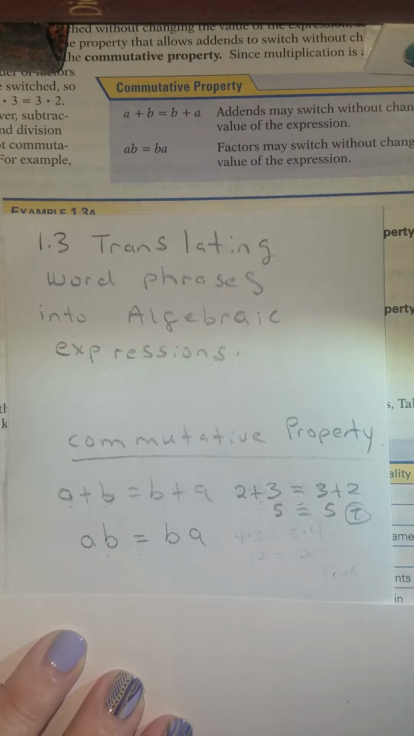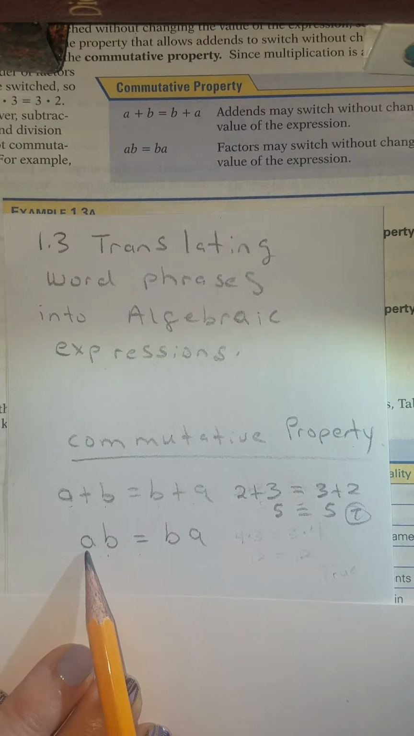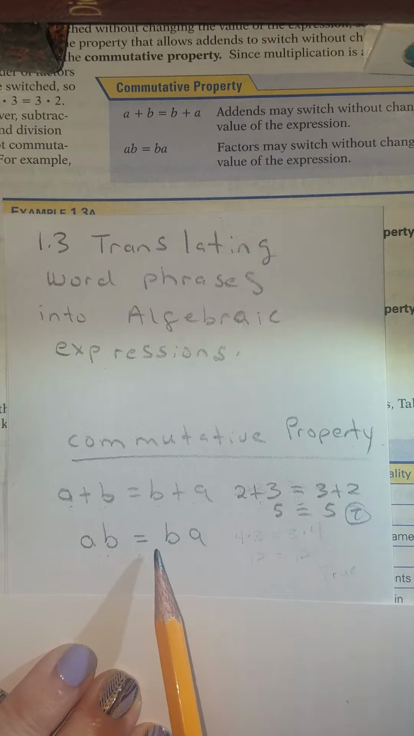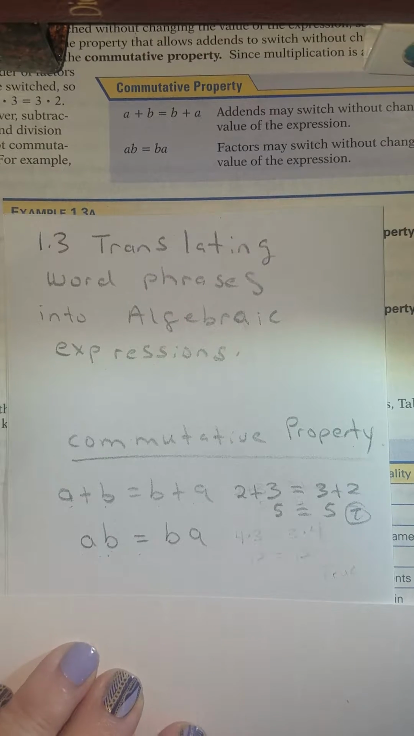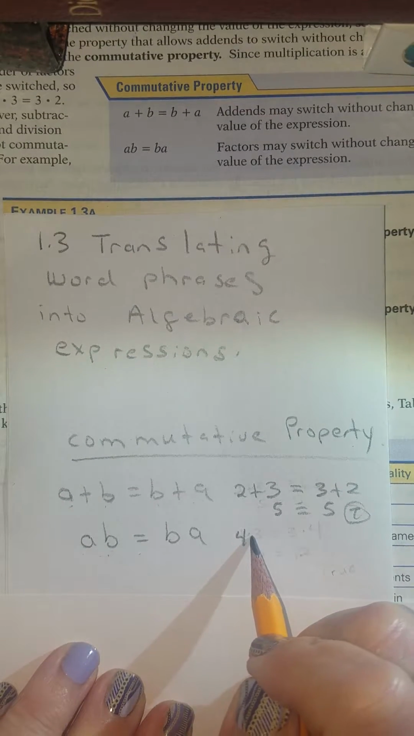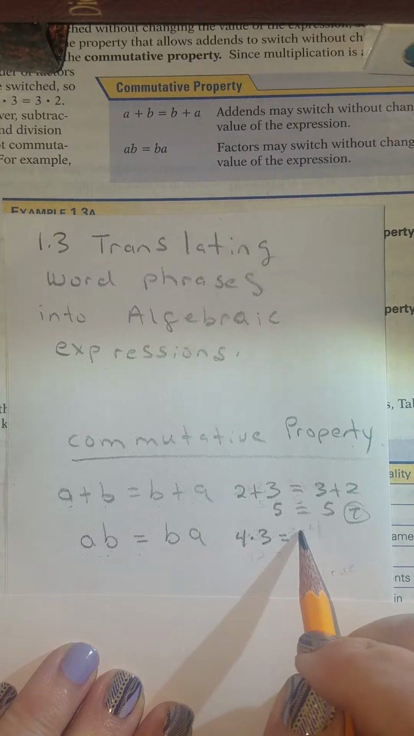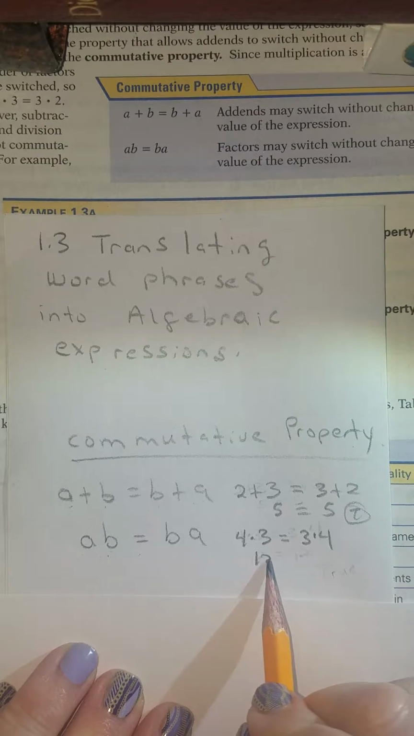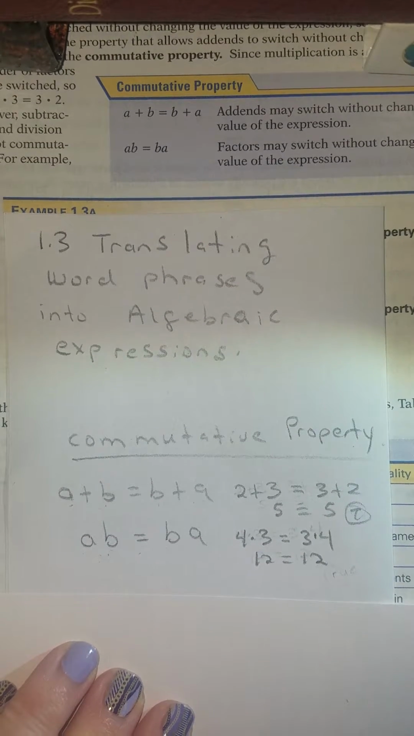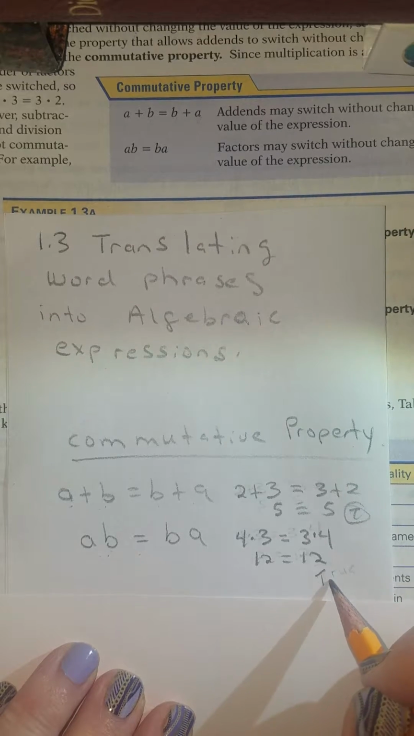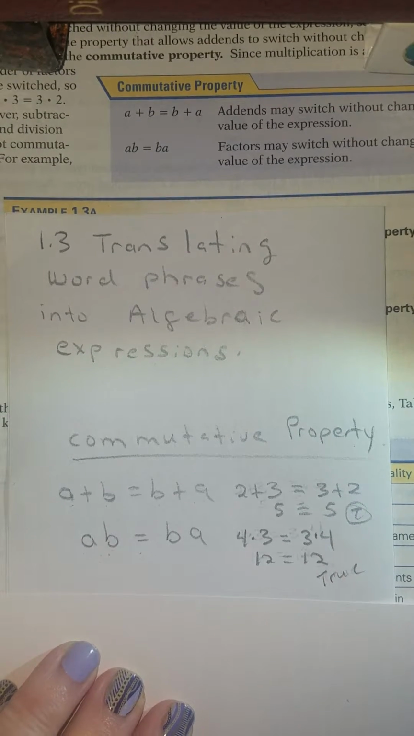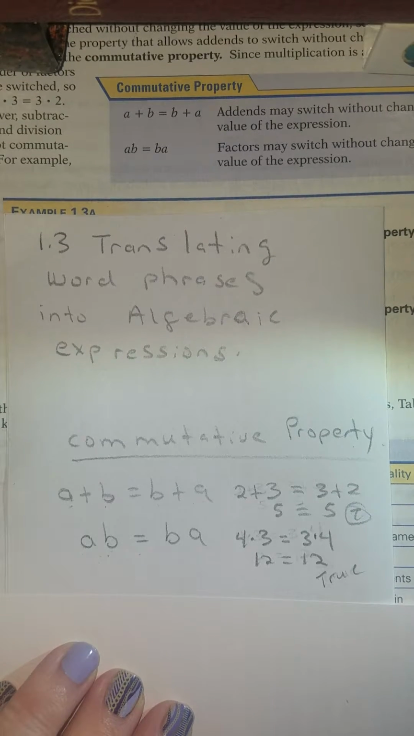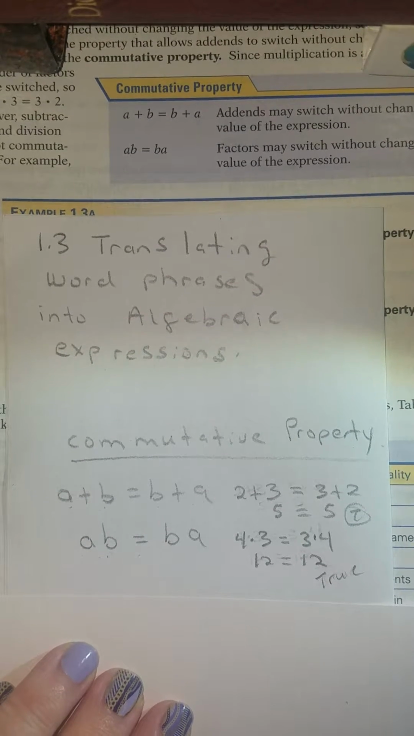The commutative property also applies to multiplication. Remember, a letter next to a letter means multiply. So A times B, or B times A, are still equal. For example, 4 times 3, or if I switch the order and write 3 times 4, when I solve both sides, I still get 12 equals 12. Again, this is a true statement. We call that the commutative property, which basically states that when you're adding or multiplying, the order doesn't matter; you can switch the order.